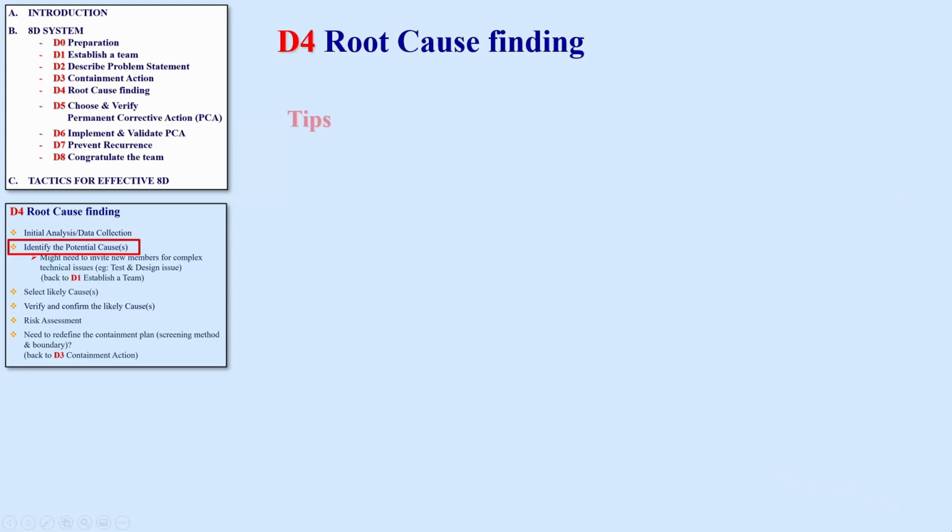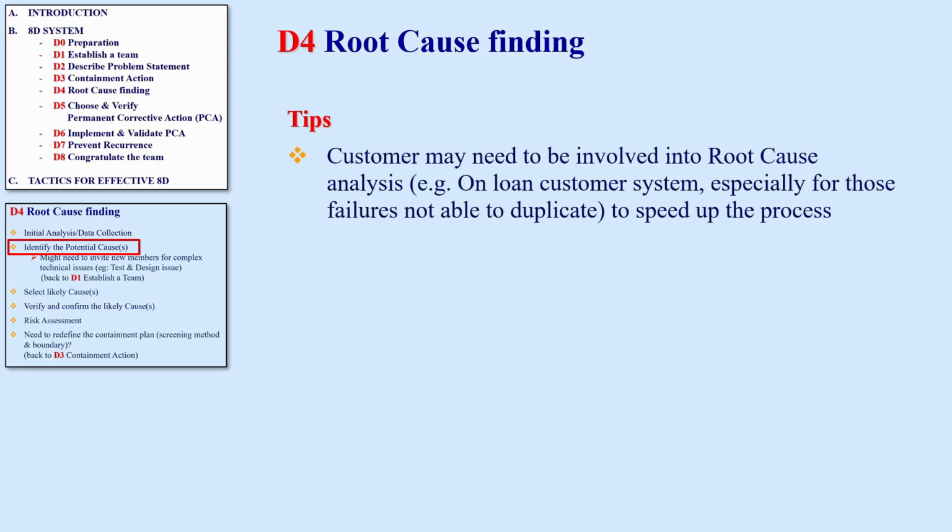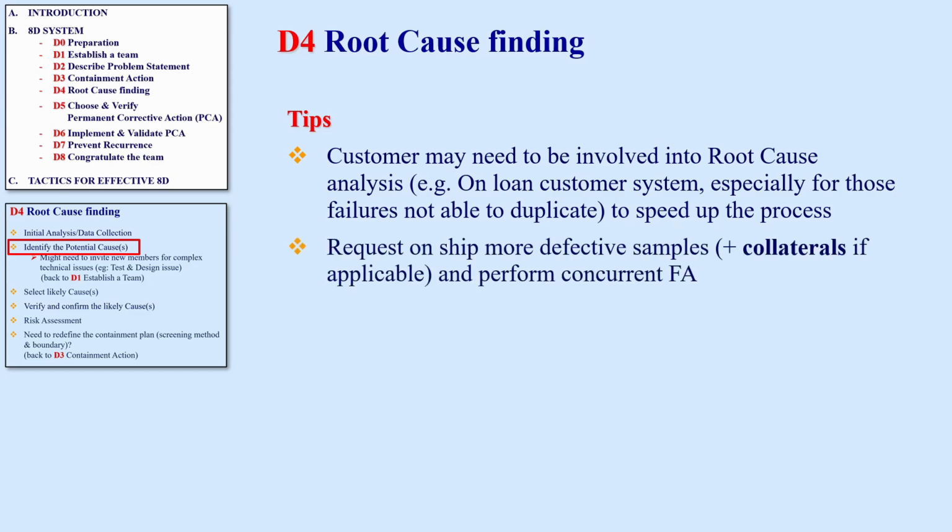Here are some tips to ensure the efficiency and effectiveness of the root cause finding. The customer may need to be involved in root cause analysis to speed up the process. For example, loan the customer system, especially for those failures not able to be duplicated with an internal tester. Request the customer to ship more defective samples, plus collaterals, if applicable. This is to enable concurrent failure analysis to be carried out. We might need to spare some extra defective samples, knowing some failure analysis activities are destructive.